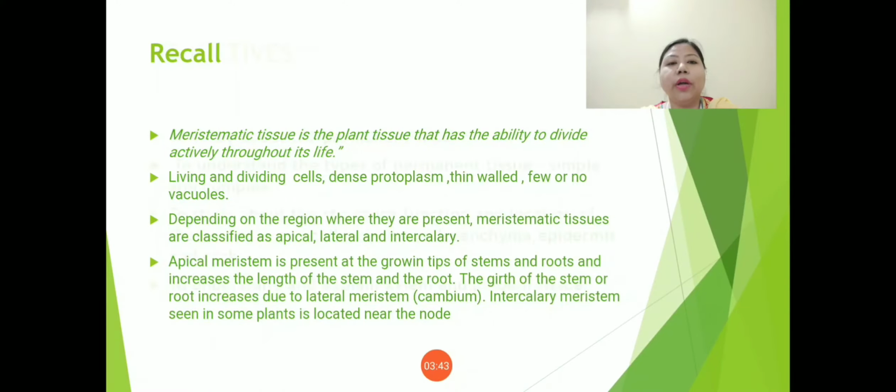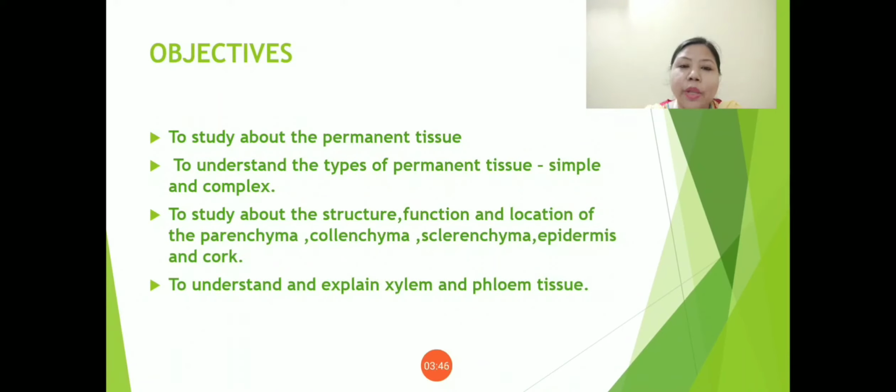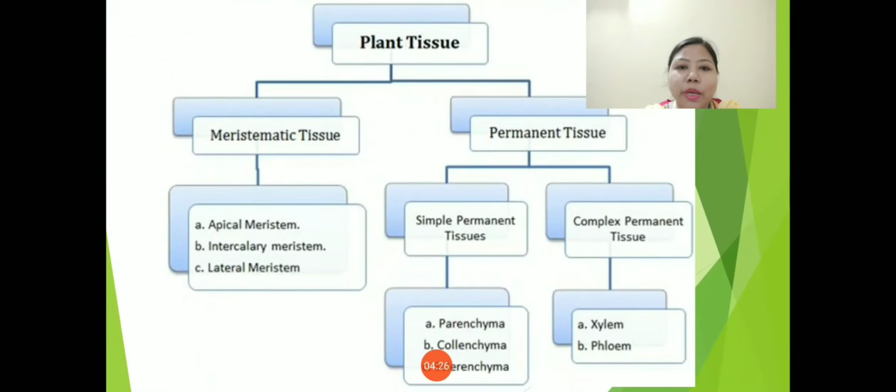So now let us look at the objectives of today's class. So the objectives are to study about the permanent tissue, to understand the types of permanent tissue, that is the simple permanent tissue and the complex permanent tissue, to study about the structure, function and location of the permanent tissues like the parenchyma, collenchyma and sclerenchyma, and also to discuss the function, structure and location of epidermis and cork, and to understand and explain xylem and phloem tissue, which is a complex permanent tissue. Fine. So now let us go to the explanation part.